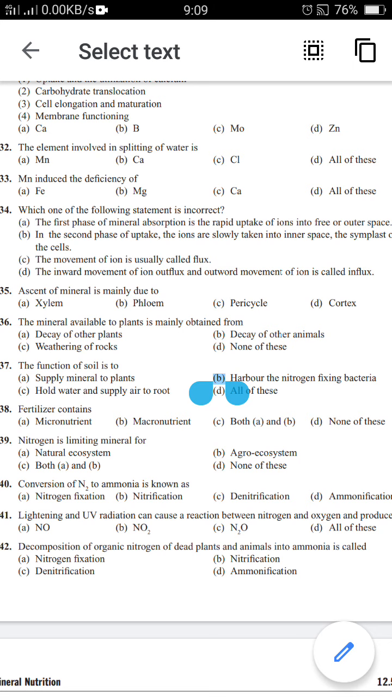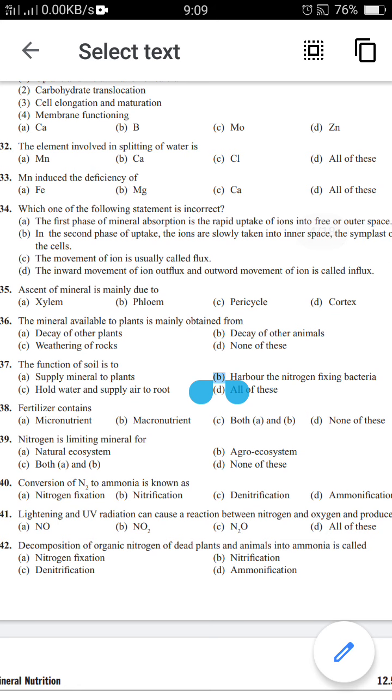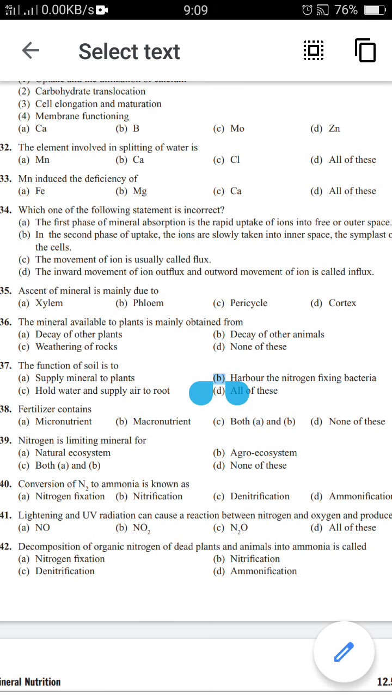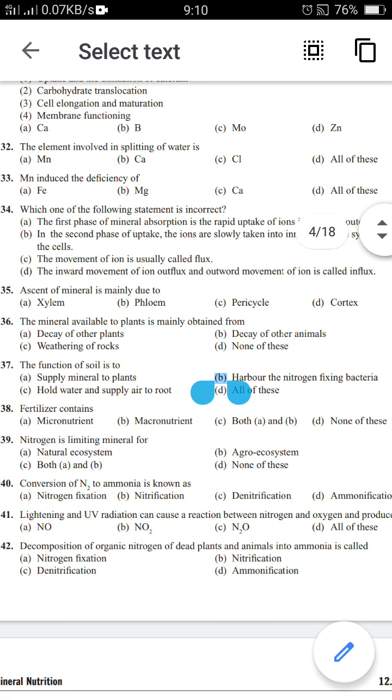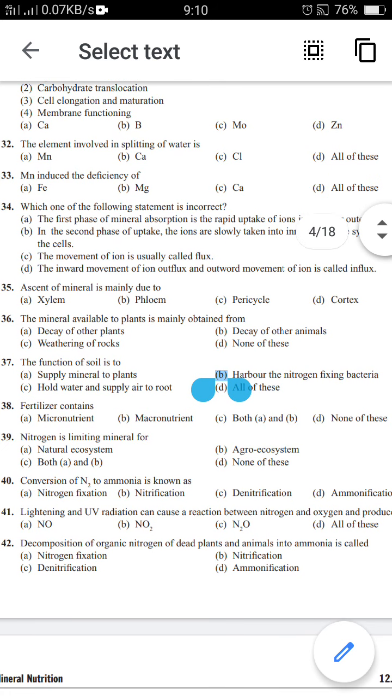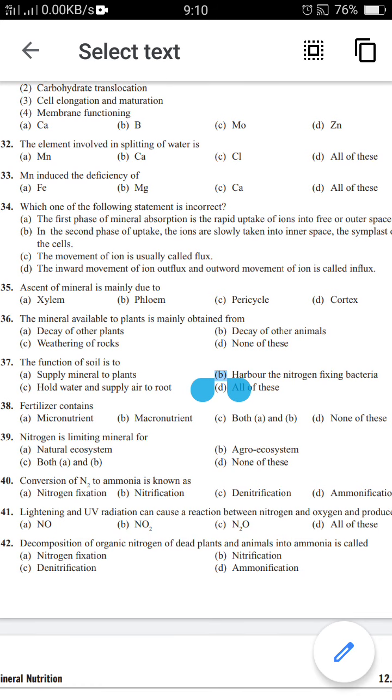So the correct answer for this question is option C, both A and B, like the above question. Here also, nitrogen is limiting mineral for both natural ecosystems and agro ecosystems. Both A and B. Option C is correct.